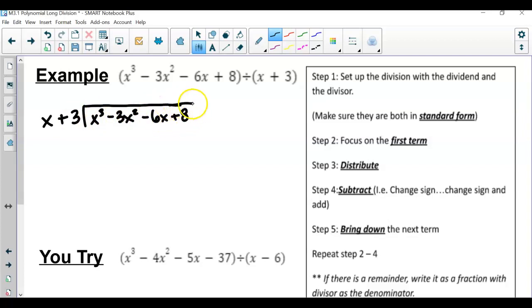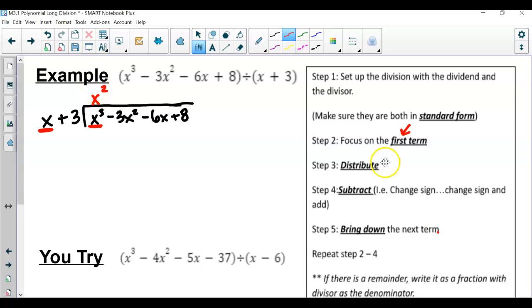So now focus again, but only on the first term. So we're going to only divide x into each of our terms here. So only focus on the first term. So x going into x cubed. Well, we have 3 x's, I have 1, so now that means I need 2 more x's, x squared.